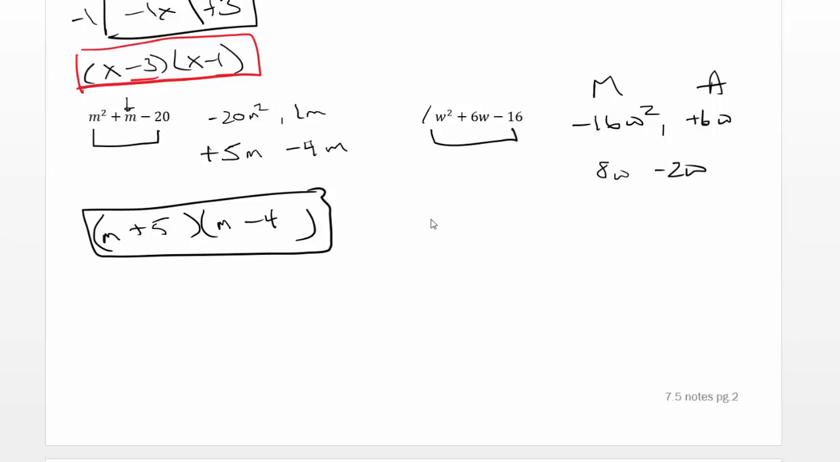So again, taking advantage of our shortcut, because the leading term is 1, I know that this problem is going to have this structure of w squared, so I'm going to have w's here, positive 8, and negative 2. And negative 2, not negative 8.